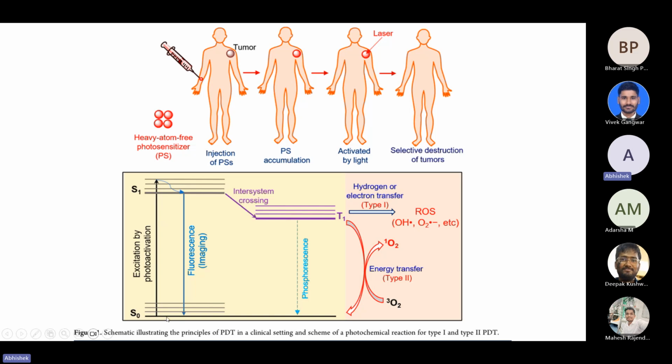First, the molecule is excited by photoactivation and goes from the ground state to the singlet excited state. When the molecule in the singlet excited state comes back to the ground state, that is called fluorescence. And from this singlet excited state, molecules go through a spin-forbidden transition to the triplet state, which has a longer lifetime compared to the singlet excited state. When molecules from this triplet excited state come back to the ground state, that is called phosphorescence.